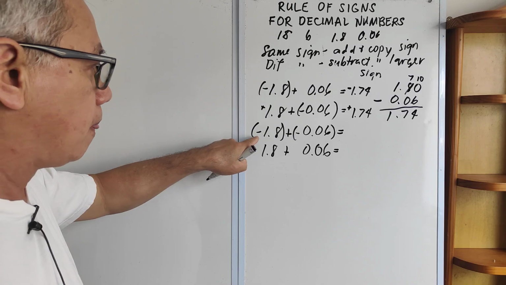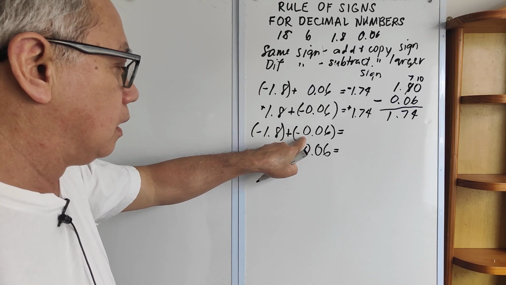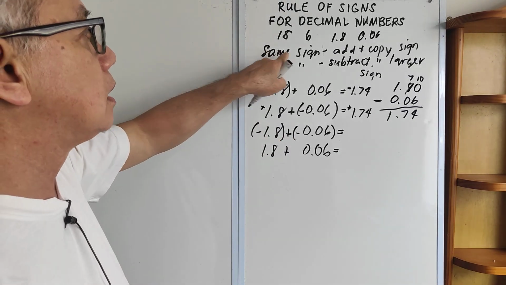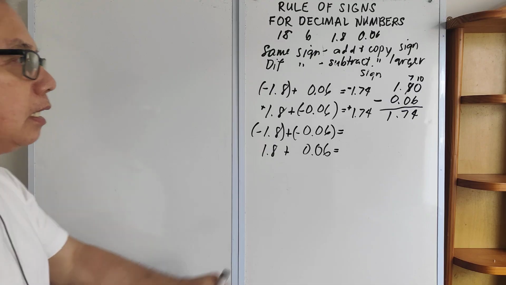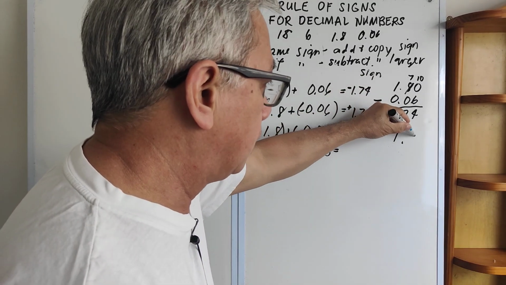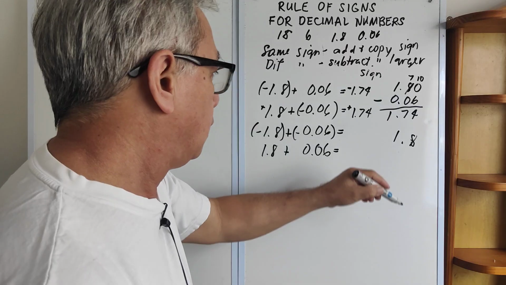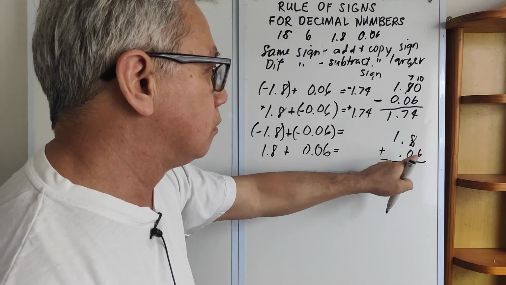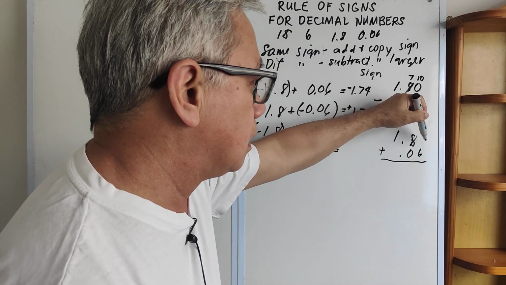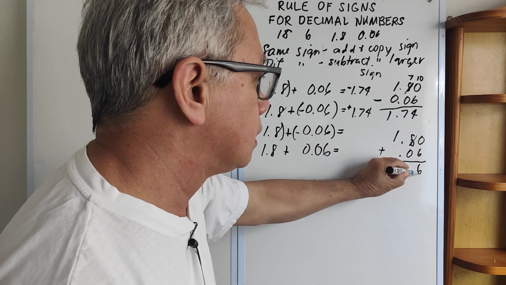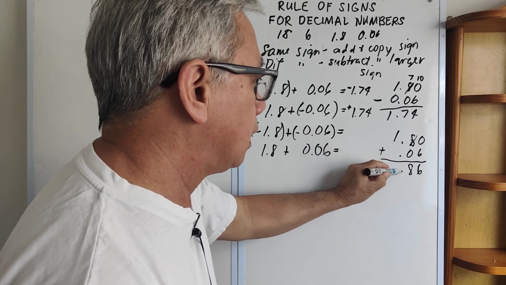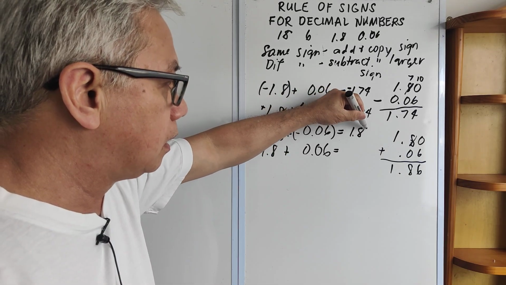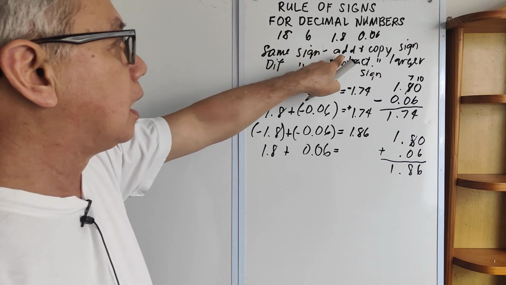On the third number, negative 1.8 plus negative 0.06, so they are both negative. So they have the same sign, so we have to add and copy the sign. So let's first add them. 1.8 plus 0.06, so addition, so let's put 0. 0 plus 6 is 6. 8 plus 0 is 8. We align the decimal point and then 1. So the answer here is 1.86. So same sign, add and copy the sign.